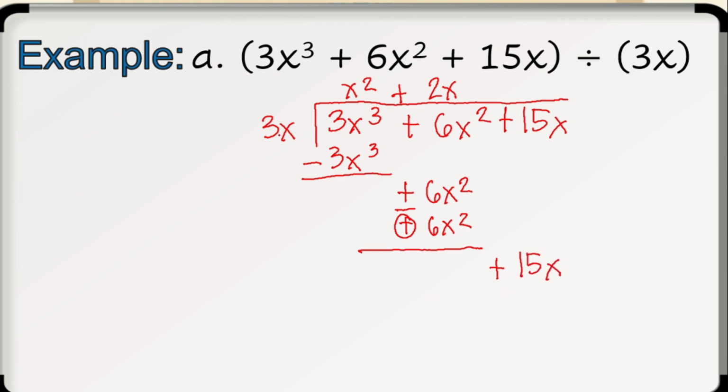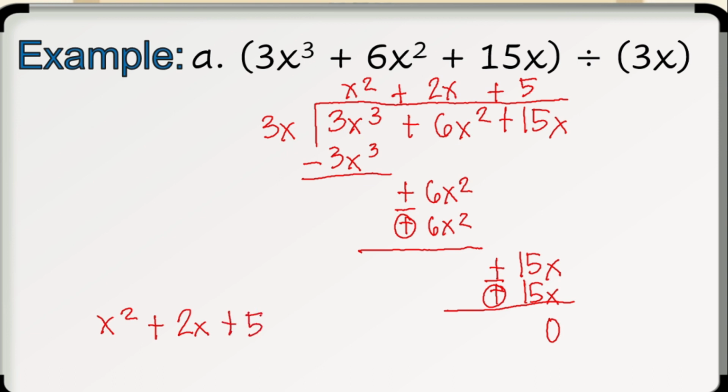15x divided by 3x is 5. 3x times 5 is 15x. 15x minus 15x is 0. Therefore, the quotient is x squared plus 2x plus 5.